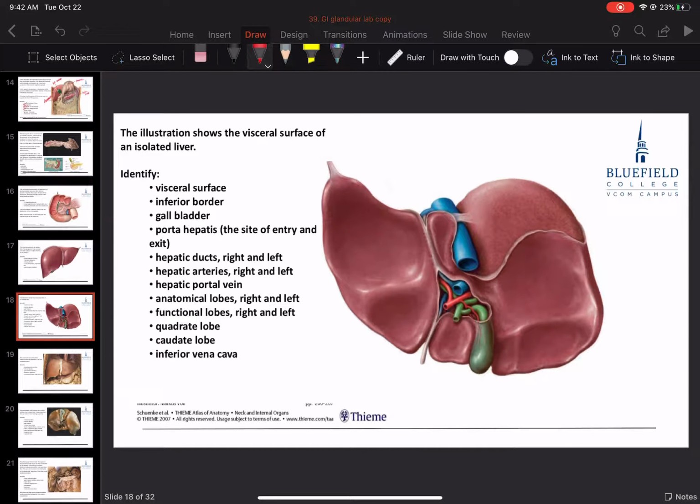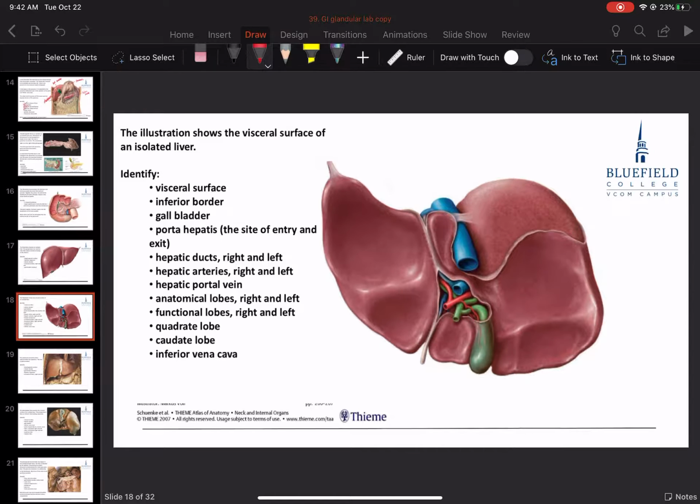So we're looking at the visceral surface. This is the inferior margin right here. This is the posterior aspect. Here's the inferior vena cava attached to the posterior abdominal wall. So we're not seeing much of the diaphragmatic surface of the liver. Yeah, that's a good question. That's the important point about getting yourself oriented to these diagrams.